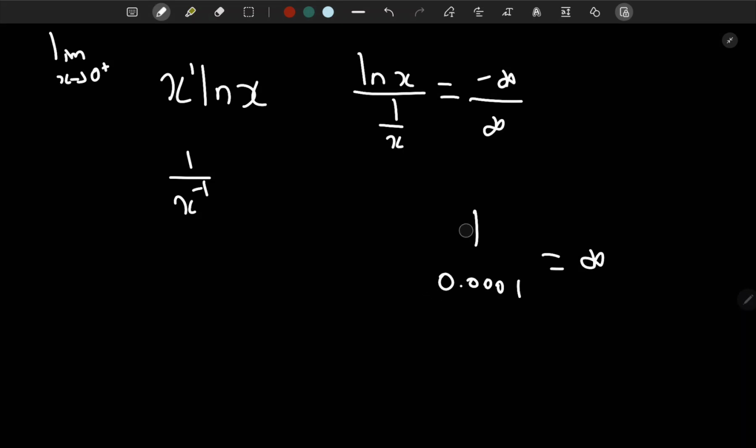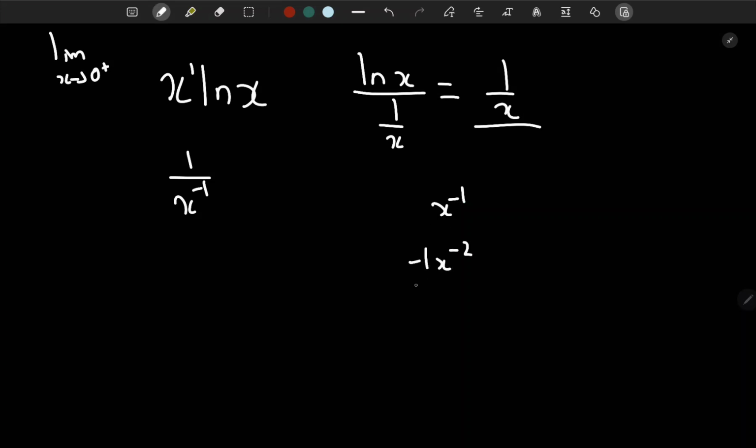We proved that now. So let's differentiate the numerator and denominator here. We have ln x, which is going to be 1 over x, over the derivative of x to the power of negative 1, which is going to be negative 1 x to the negative 2.